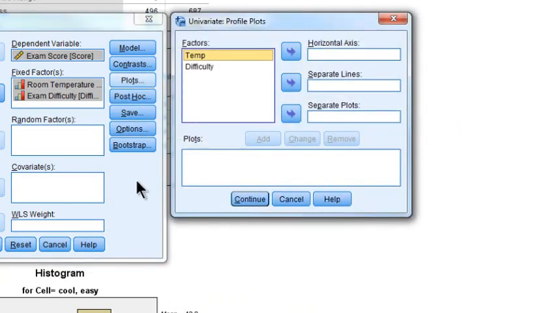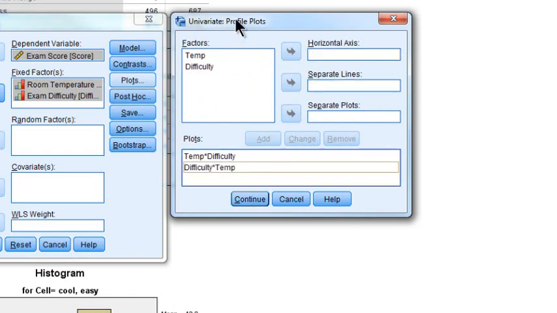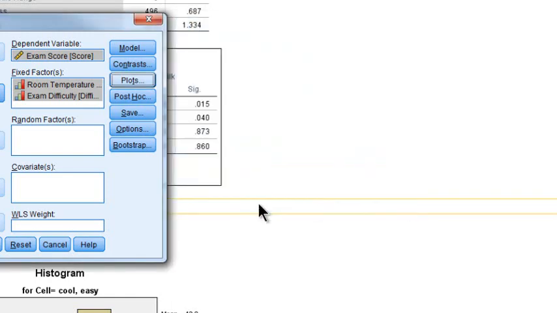I'm also going to look at plots. So just like I did in example 1, I'm going to look at two versions of the same graph. So I'm going to have temperature on the horizontal axis and difficulty as separate lines. And then I'm also going to look at difficulty on the horizontal axis and temperature as separate lines. As I said last time, you would never include both of these graphs in your results, but I like to look at both of them because different versions of the same graph will make different results clearer. So I'm going to continue.